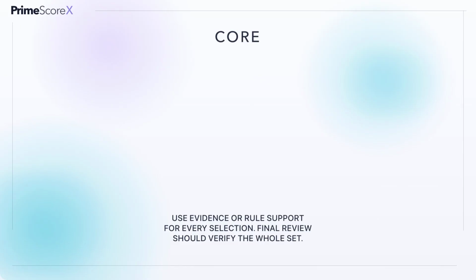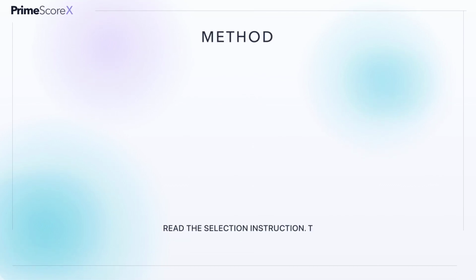There is also a useful contrast to remember. Use evidence or rule support for every selection. Final review should verify the whole set. The weaker version feels busy but does not always raise your score. The stronger version creates evidence: what you know, what slows you down, what repeats, and what needs a targeted fix before the next practice set.